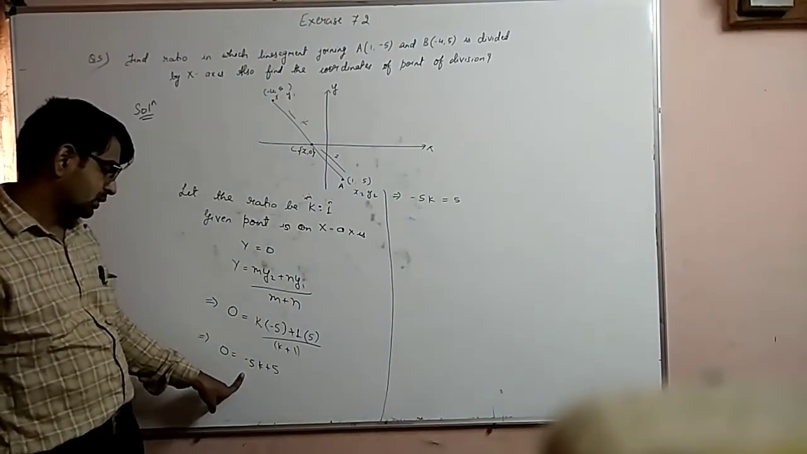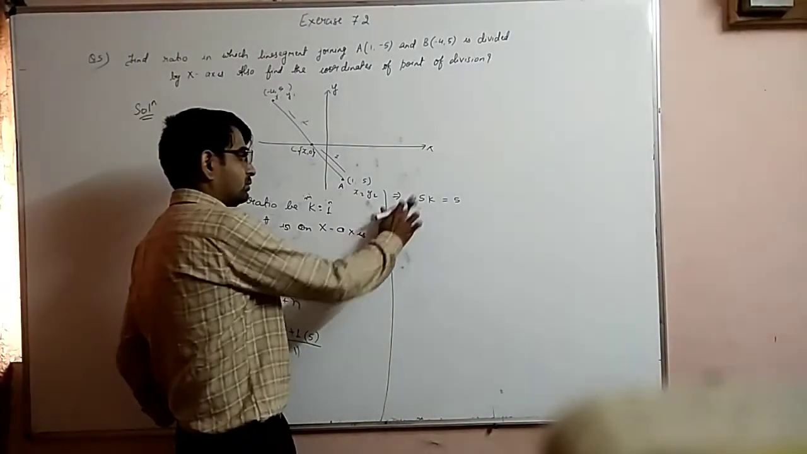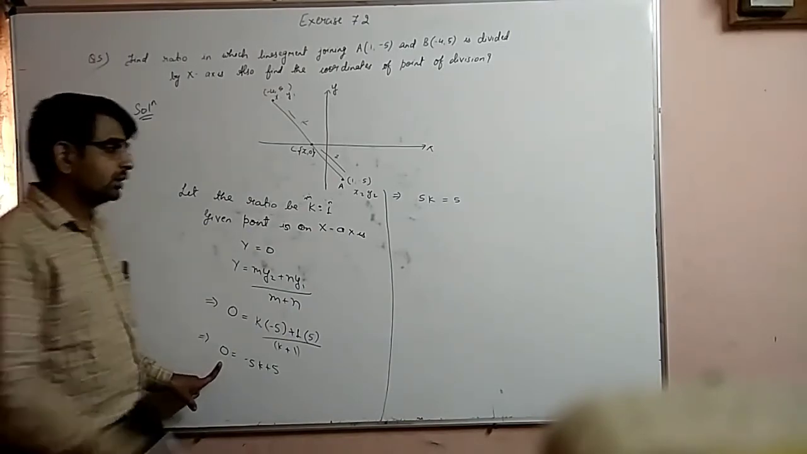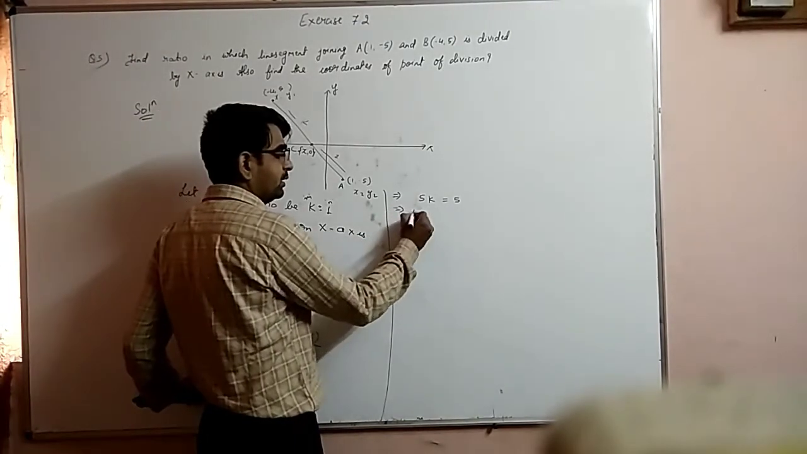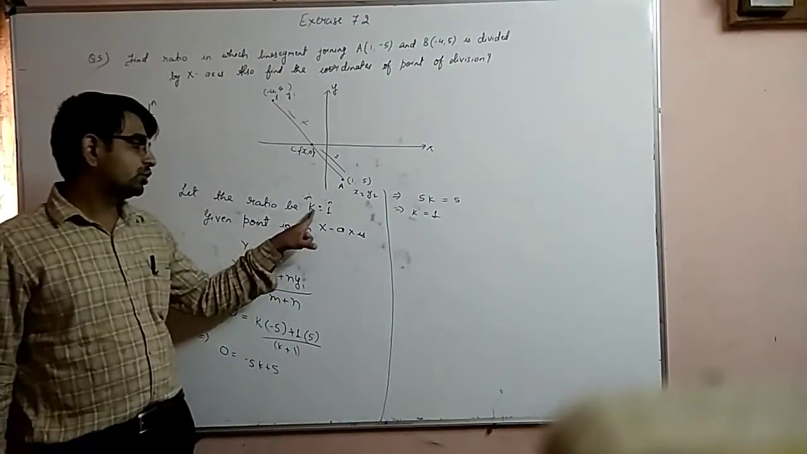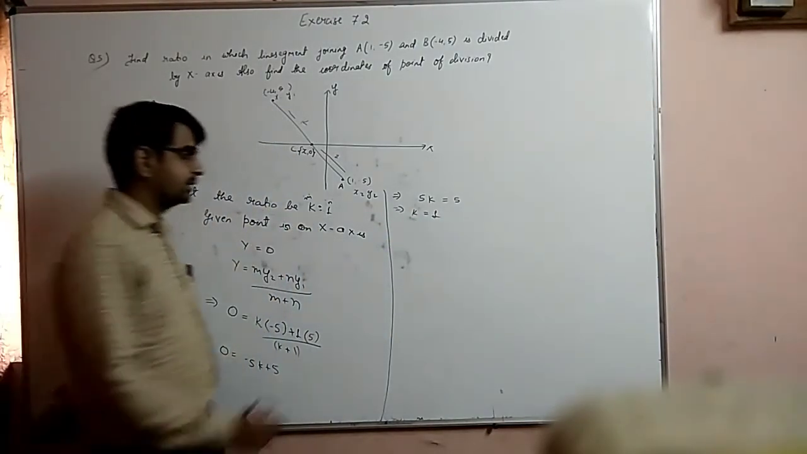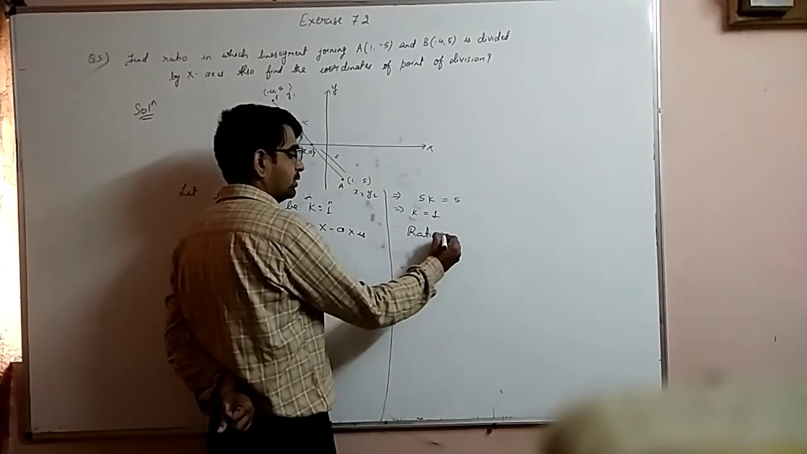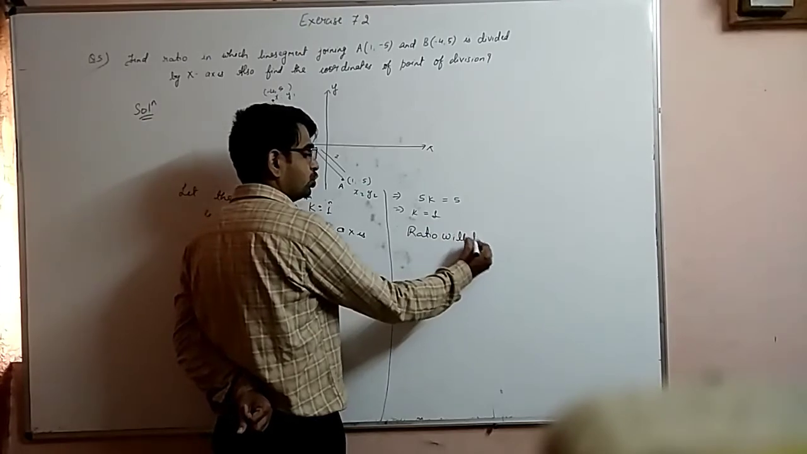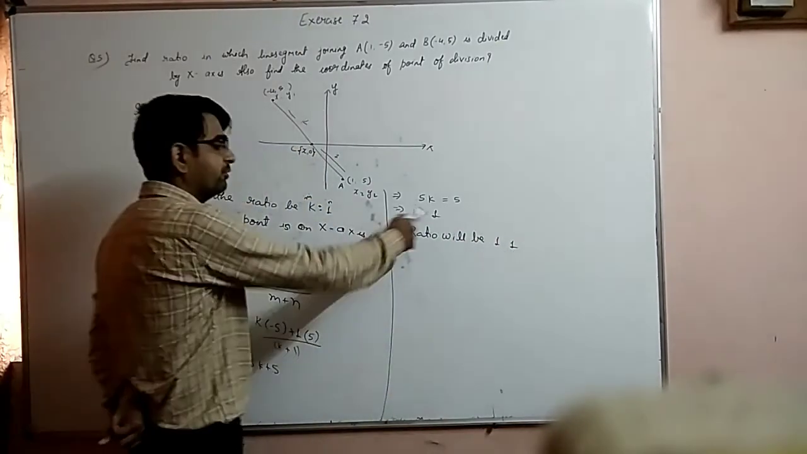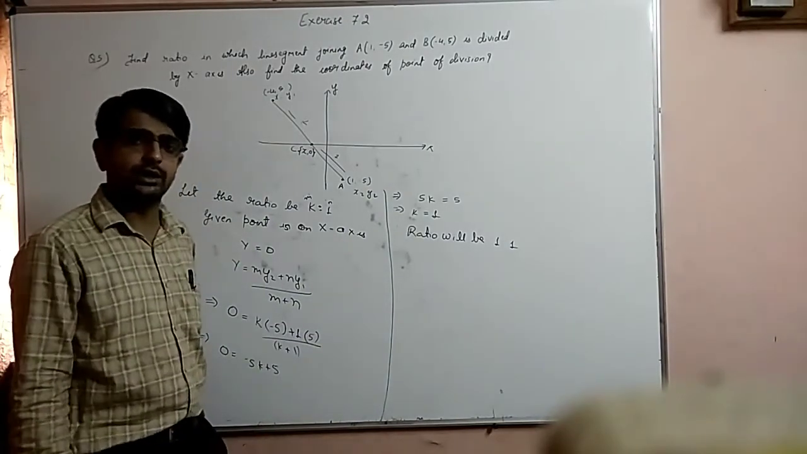Sorry, this negative when it comes here becomes positive. Now, what will be the value of k? It is 1. What we have assumed, the ratio is k is to 1. Therefore, the ratio will be, instead of k I will write 1, because I have obtained the value of k as 1.